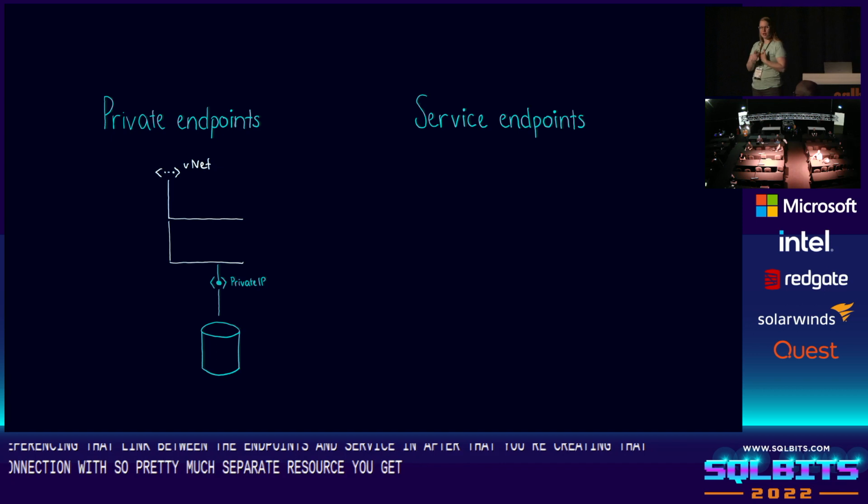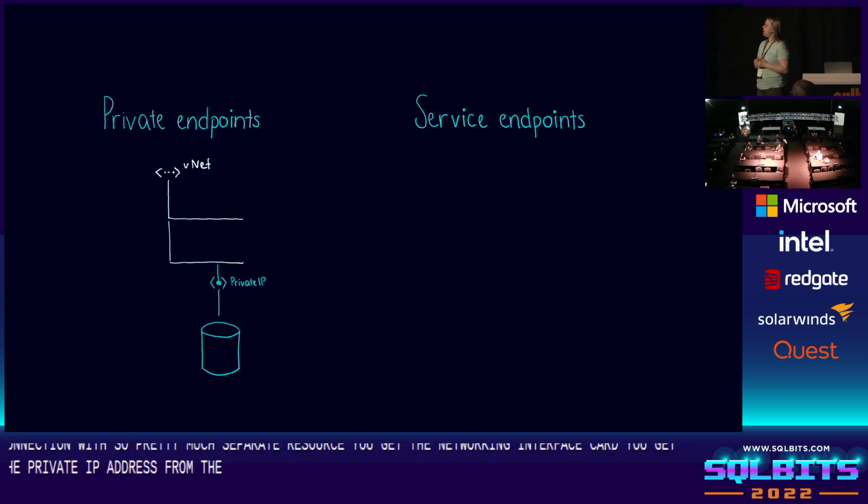You get the networking interface card, you get the private IP address from the VNet, and then that is connected with your specific resource.